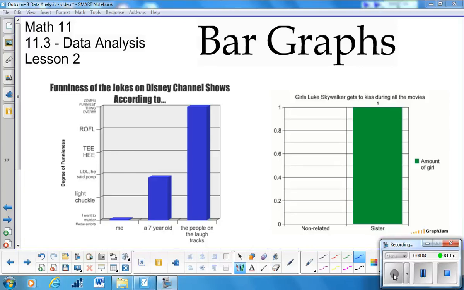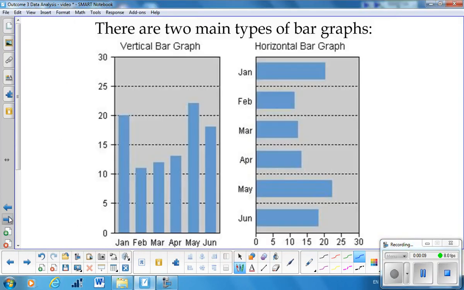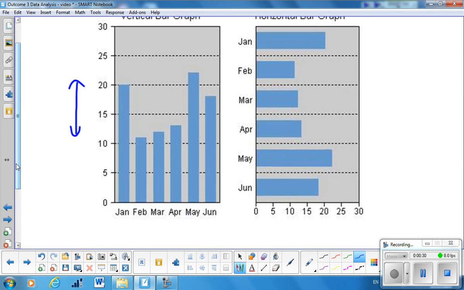Outcome 11.3 bar graphs. There are two main types of bar graphs, a vertical bar graph and a horizontal bar graph. On a vertical bar graph, the number of items is shown vertically on the graph, and all of our bars also run vertically, or up and down. On a horizontal bar graph, the number of items will run horizontally, as will the bars of our bar graph.